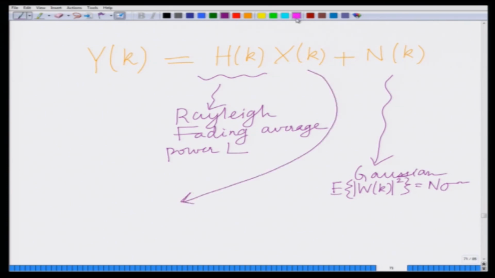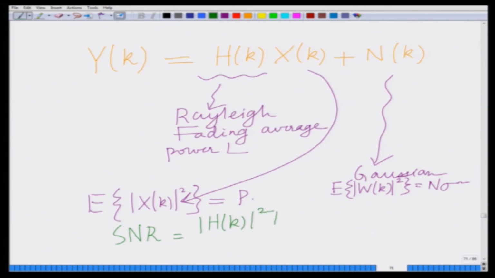Let us assume a power of P, that is magnitude xk square equals P. Therefore, for this problem my SNR equals magnitude Hk square P divided by n sigma square, that is the SNR at the receiver. But magnitude Hk square is L on average, so this gives the average received power at the receiver.